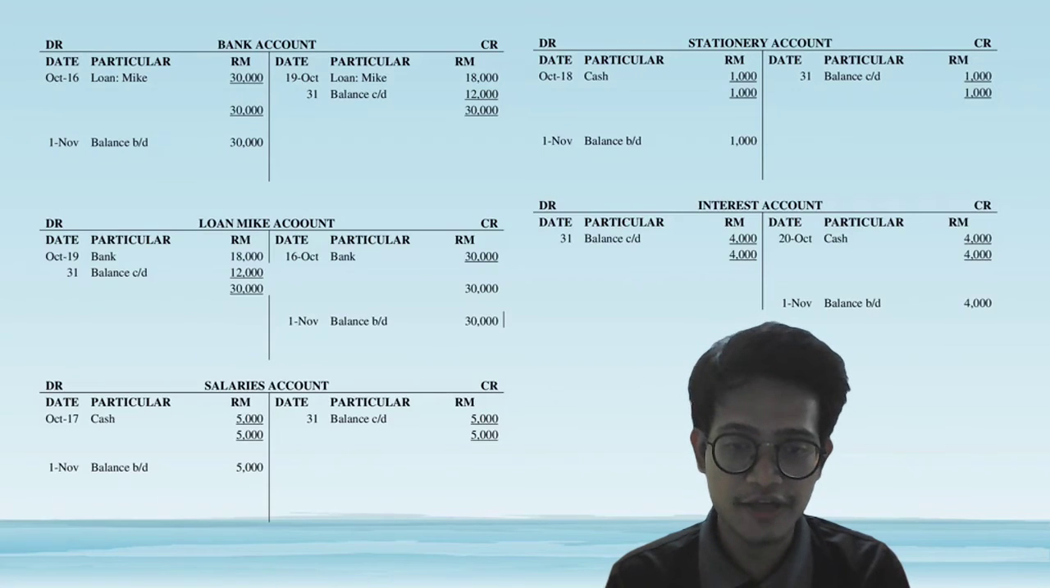For the salaries account, the total of balance BD is 5,000. For the stationery account, the total of balance BD is 1,000.